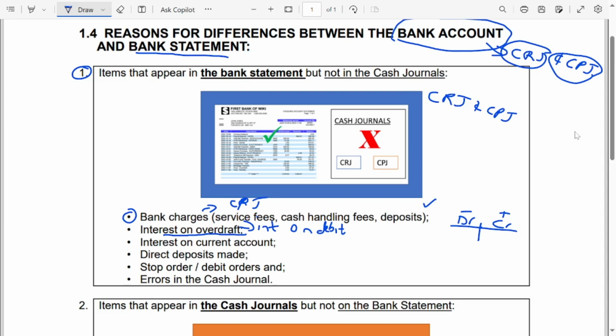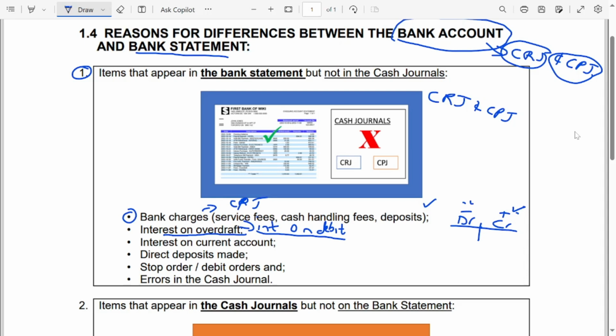And then we have the interest on overdraft. Sometimes it can be written as the interest on a debit balance. Why is it like that? It is because the bank statement increased on the credit side and decreased on the debit side. Meaning that in a bank statement, the overdraft must be on a debit side. If there's an overdraft, it must be on a debit side. That is why there's going to be an interest on overdraft or an interest on a debit balance. It's the same thing.